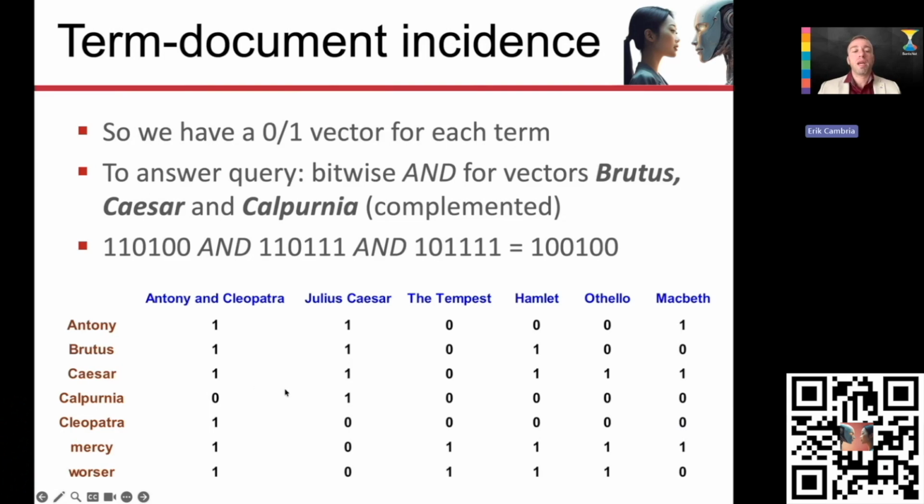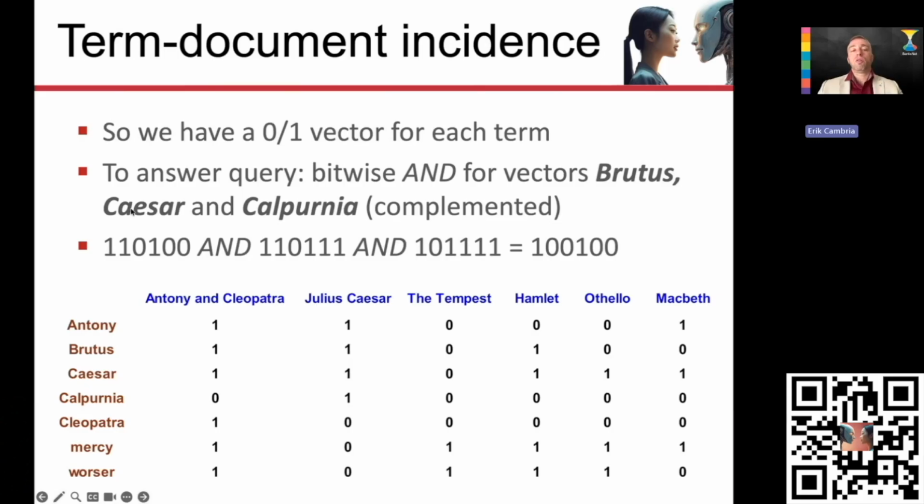How do we do that? Based on the model that we just created in the previous slide. So Brutus is what? It is 1, 1, 0, 1, 0, 0, because of how my model is engineered, because I'm only looking at the 6 documents, the 6 plays of Shakespeare. So Brutus is 1, 1, 0, 1, 0, 0. Same for Caesar. Calpurnia is complemented. So in theory, Calpurnia is 0, 1, 0, 0, 0, 0. But because I'm looking for the plays that do not contain Calpurnia, I have to take the complemented one.